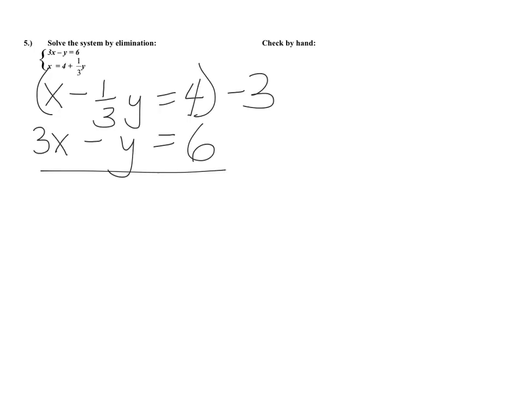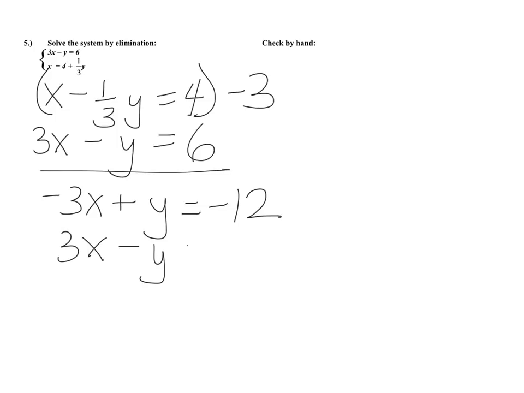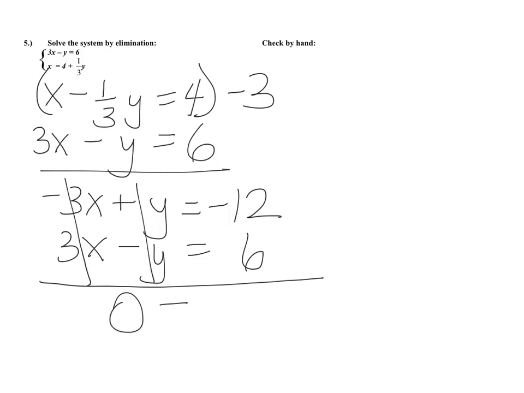On the top, I'm going to get negative 3x plus, well, 1/3 of 3 is 1, so I'm going to get y equals negative 12. The bottom, I'm going to get 3x minus y equals 6. So then I'm going to say, all right, my x's eliminate. Uh-oh, wait a second. So do my y's. If all of these things eliminate, that means I got nothing over here. And I'm saying that nothing is equal to negative 12 plus 6, which is negative 6.